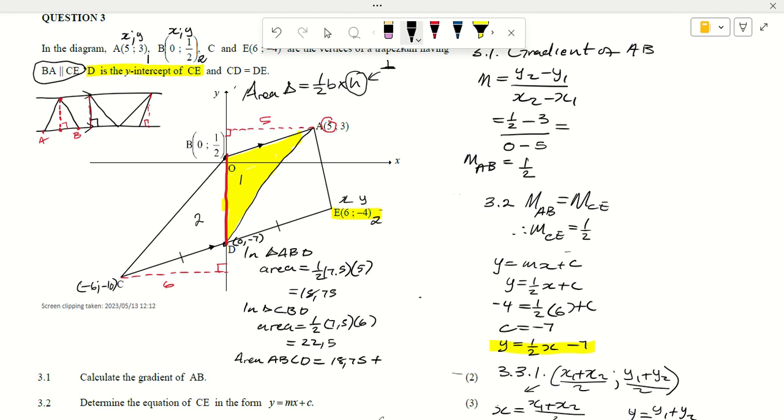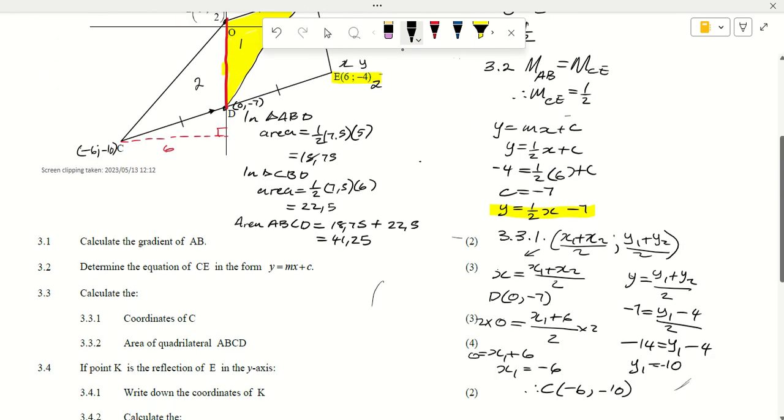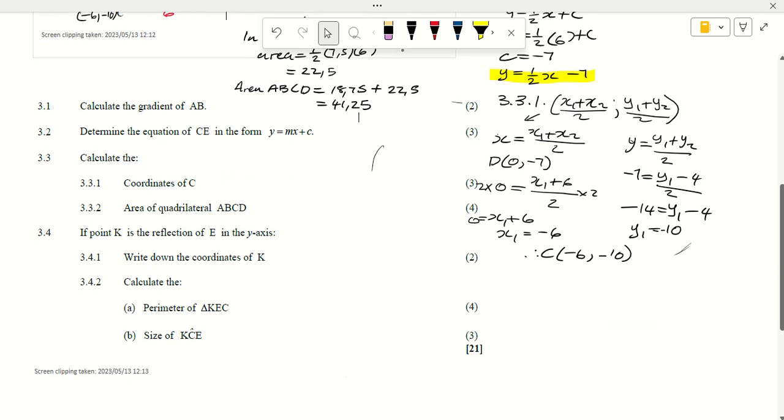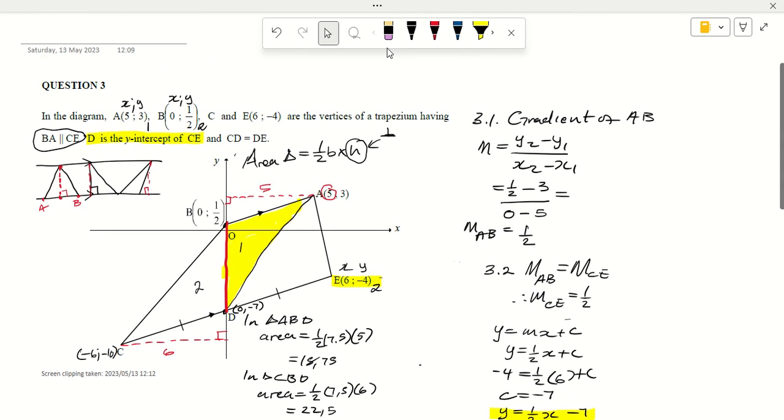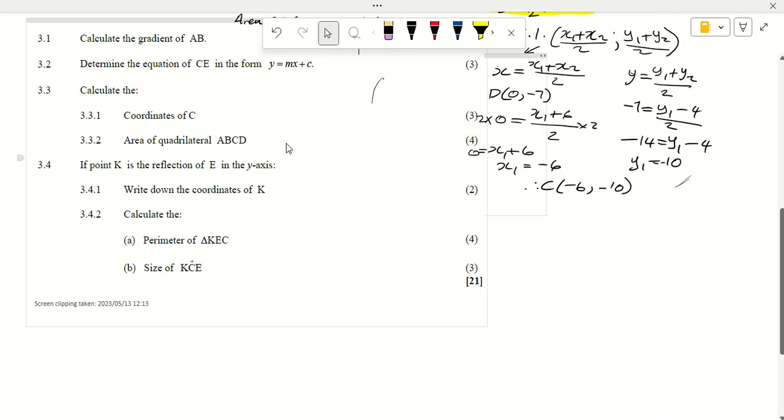And then the area of A, B, C, D is equal to 18.75 plus 22.5, which, if you do your maths correctly, is equal to 41.25. So very simple. There you've just found your area of A, B, C, D. So I'm just going to pause the video and remove the annotations to make space for, or let's just continue.